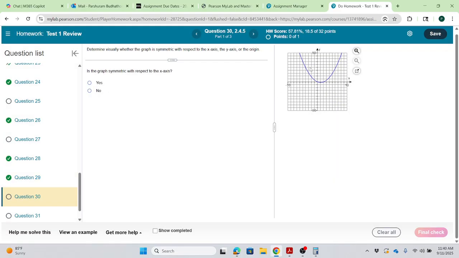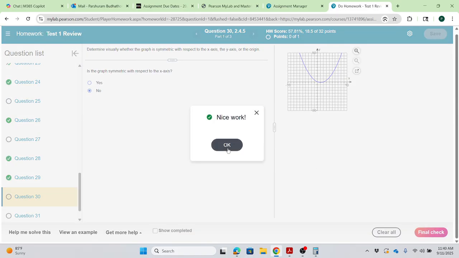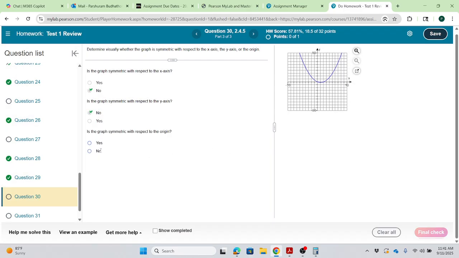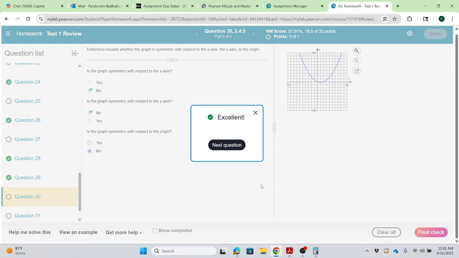Symmetric with respect to, again, the x-axis? No. The y-axis? Again, no, because they are moving the graph to the right side. It's symmetric actually across this x equals 1 line. Origin? No, for sure.